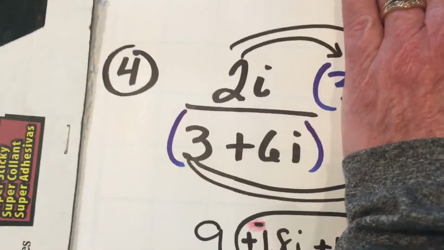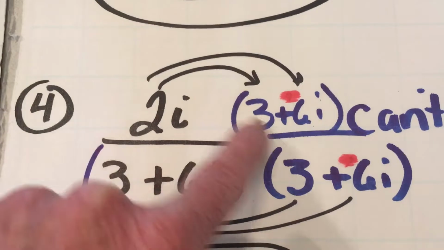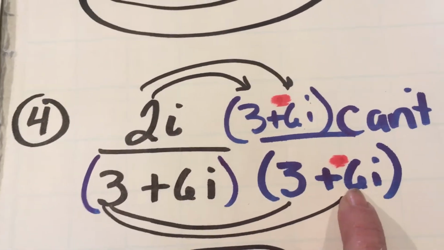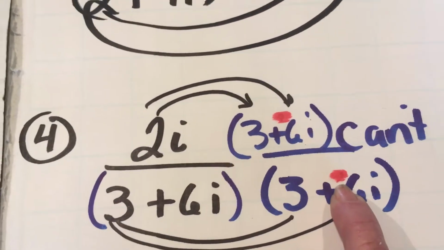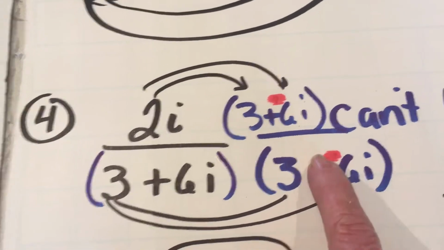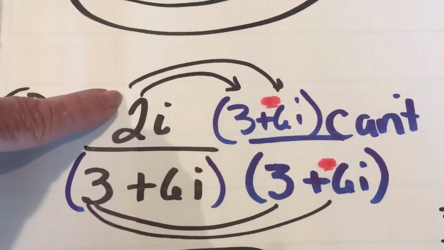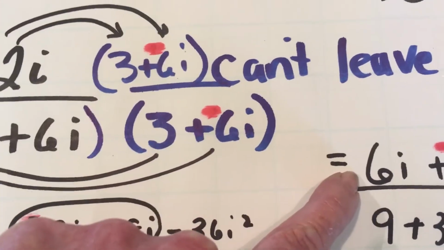So looking back at that original problem, 2i divided by the quantity 3 plus 6i, we're going to multiply numerator and denominator by 3 minus 6i, or plus a negative 6i. I just wrote that there so that you could see it and realize you're doing the opposite sign. You can call that 3 minus 6i instead of plus negative if you want, but it's got to be the opposite sign there.